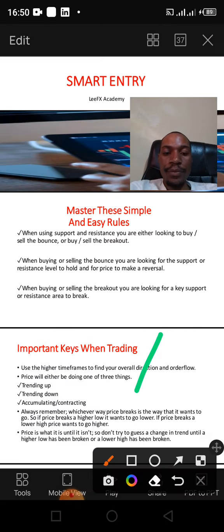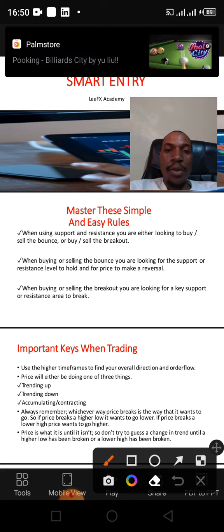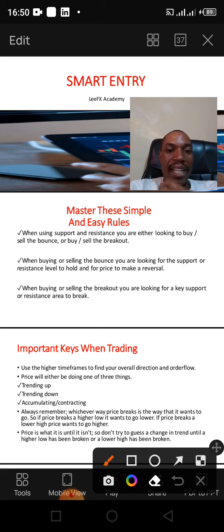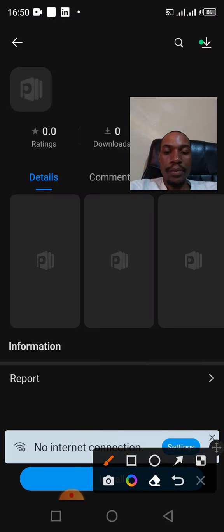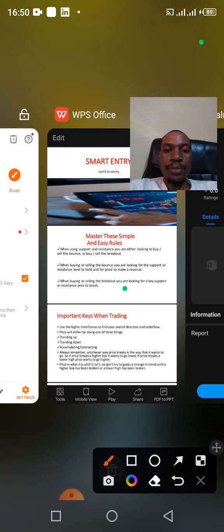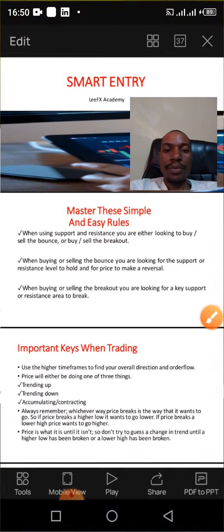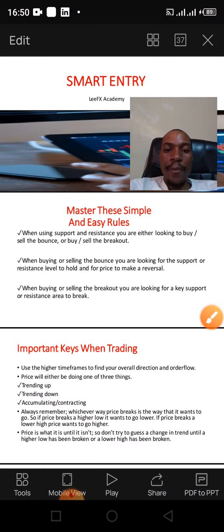We continue. Another rule that you need to bear in mind. When buying or selling the breakout, you are looking for a key support or resistance area to break.